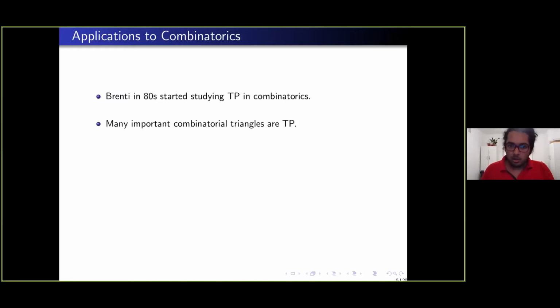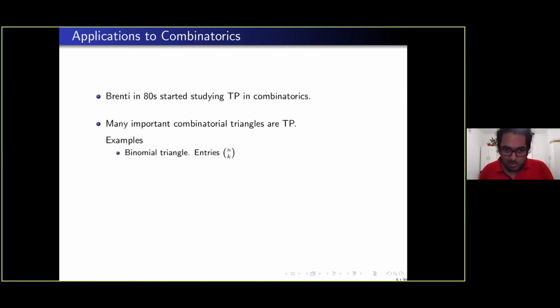Now, right from the beginning of when total positivity was defined, it had applications to several areas in mathematics as well as other fields. Particularly in combinatorics, its study was started in the 80s by Brenti, who was looking at some of the properties which Federico spoke about yesterday in his talk, like unimodality, log concavity, etc. Many important combinatorial triangles are TP. By that, I mean that if you have a combinatorial triangle, you can write them out as matrices, and a lot of them are totally positive.